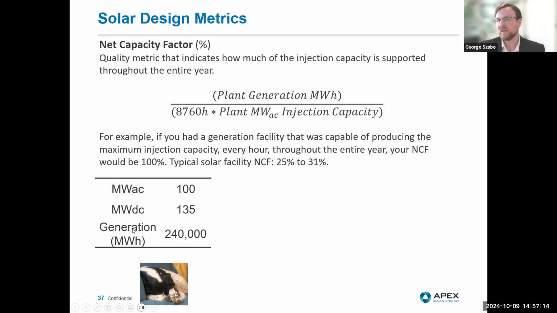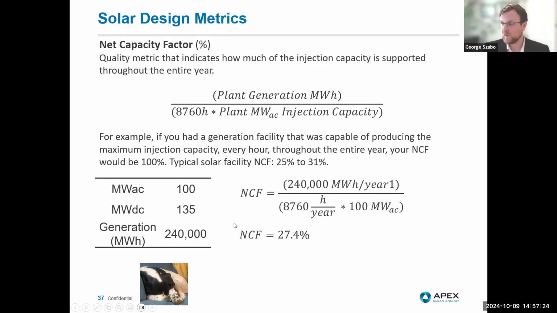And this is high level. Let's say after you've run your energy analysis that you're going to be generating 240,000 megawatt hours in year one. Degradation happens though, so you have to specify year one. So your NCF is going to be 240 divided by 8760 times 100, and you're getting an NCF of 27.4%. And that is net capacity.